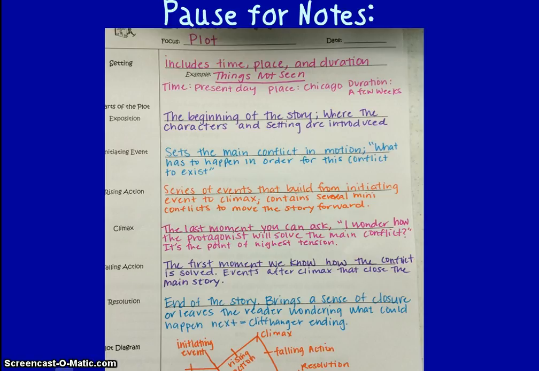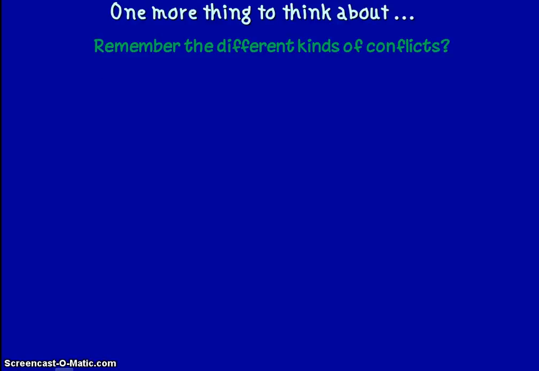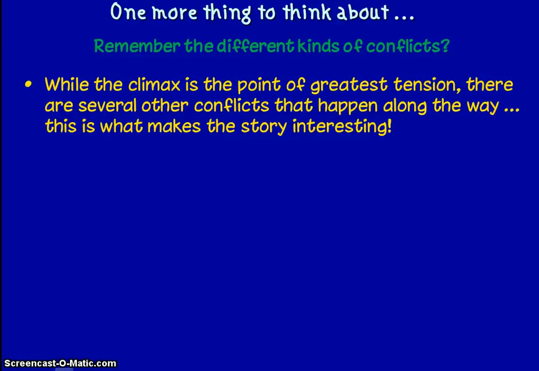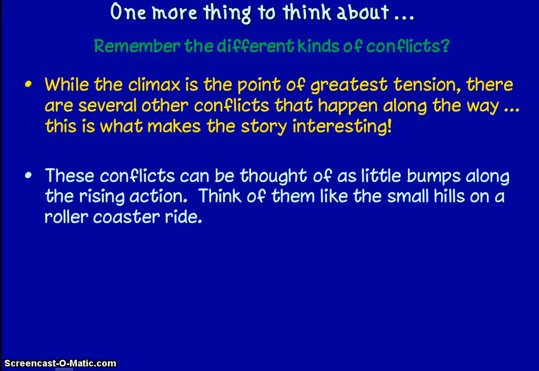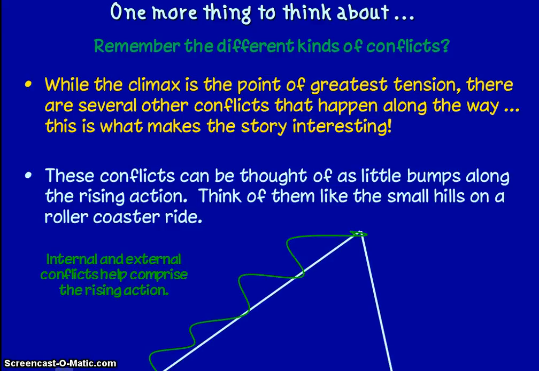There's a few questions that I'd like to ask you. I'd like you to think about the different kinds of conflicts. While the climax is the greatest point of tension, there are also several other conflicts that could happen along the way. And this is what makes the story interesting. These conflicts can also be thought of as little bumps along the rising action, or think of them like small hills on a roller coaster ride. That internal and external conflict can help comprise the rising action.